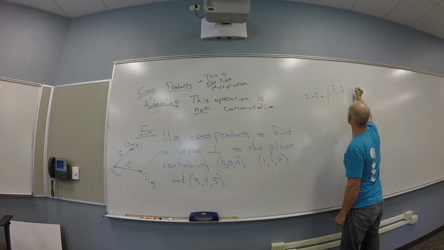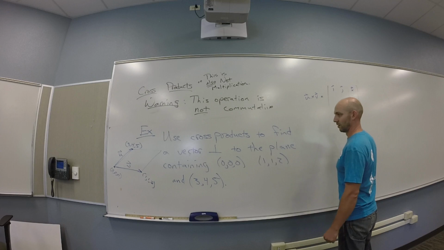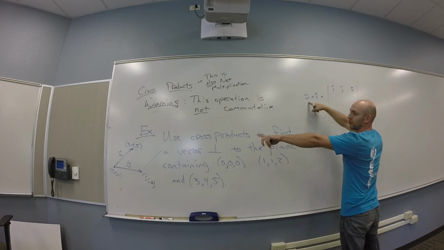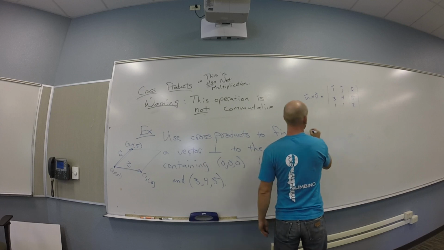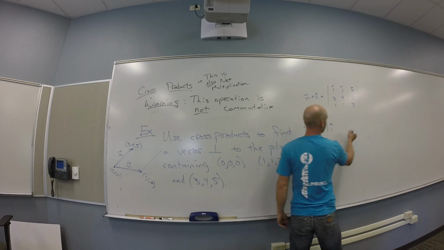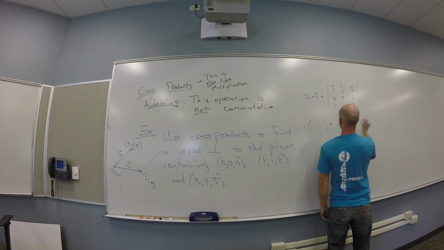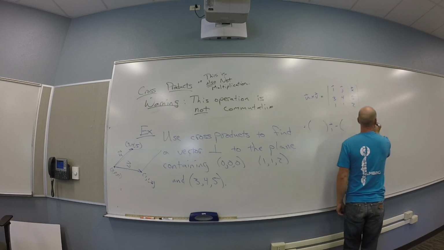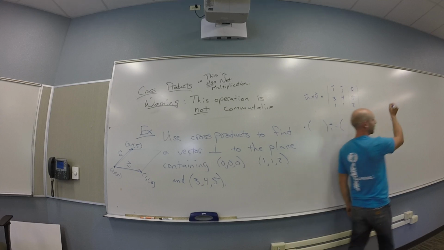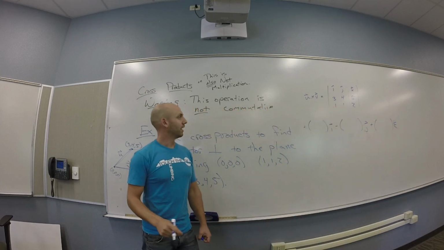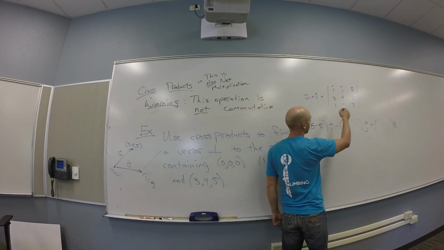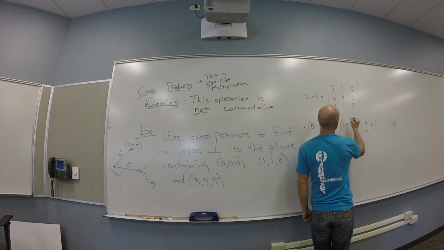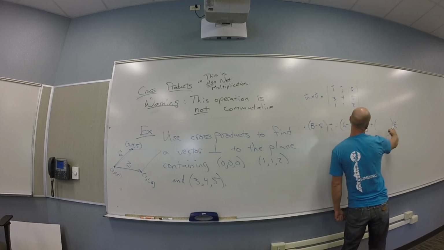You need i, j, k, and we're doing u first. I said I was going to do u first, so I'm doing 3, 4, 5, and 1, 1, 2. Stuff times i minus stuff times j plus stuff times k. And then, 8 minus 5, and 6 minus 5, and 3 minus 4.